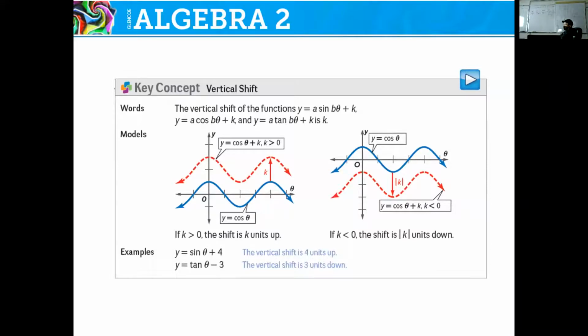Okay, so an example, y equals the sine of theta plus 4. That's shifted 4 units up. Y equals tangent of theta minus 3. That's shifted down. This gets a little tricky because the way it's written kind of looks like it could be a phase shift, right? If it is a phase shift, they will put parentheses around it, theta minus this in parentheses. If it's a vertical shift, it'll be outside of those parentheses.